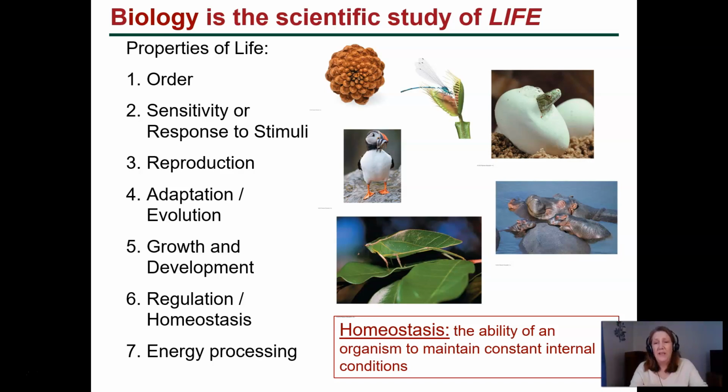So a memory trick for this: homie needs to stay as is. If you think of that, that's what the word homeostasis means. You are trying to regulate and maintain constant conditions. So our seventh property of life is energy processing. For us, this is going to be eating. For a plant, that's going to be photosynthesis. For other organisms, they also have to either eat or they have to process energy somehow. So that is your first concept question, answer.